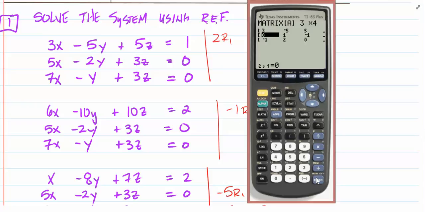Then it brings you down to row number 2. So there we go: 5, enter, -2, enter, 3, enter, 0, enter. Finally, row number 3. I want everyone to do this. Follow along right now: 7, enter, -1, enter, 3, enter, 0, enter. All right, did I get all those in there right? Looks pretty good to me. If you don't enter it right, it blows the whole thing out of the water.